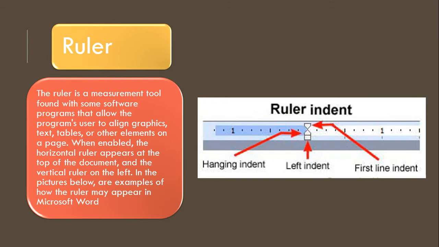Ruler. The ruler is a measurement tool found with some software programs that allows the program's user to align graphics, text, tables or other elements on a page. When enabled, the horizontal ruler appears at the top of the document and the vertical ruler on the left. In the picture below are examples of how the ruler may appear in Microsoft Word. As you can see in the figure, in ruler indent there is a hanging indent, left indent and first line indent.